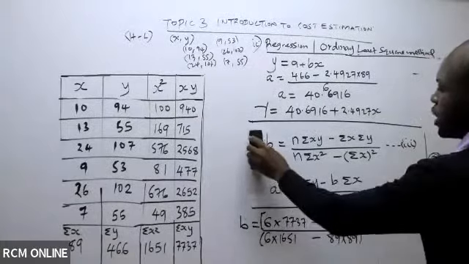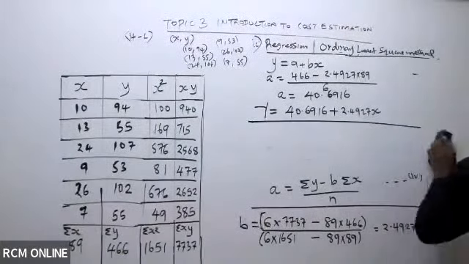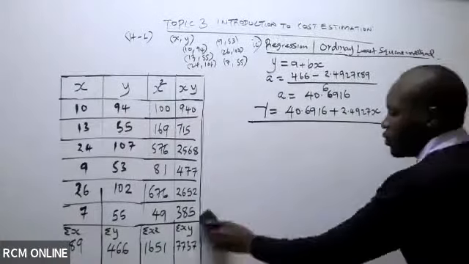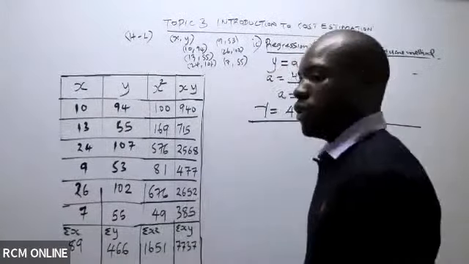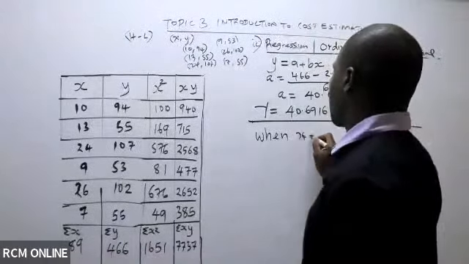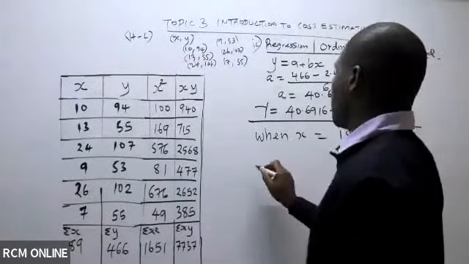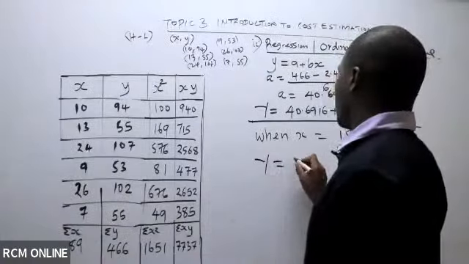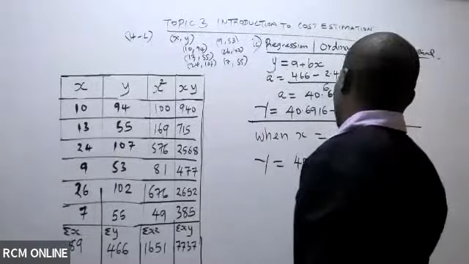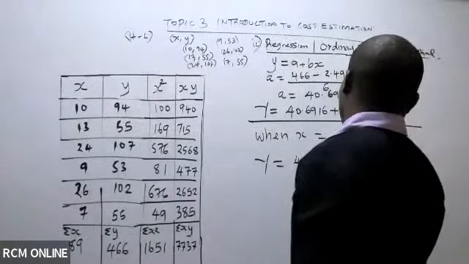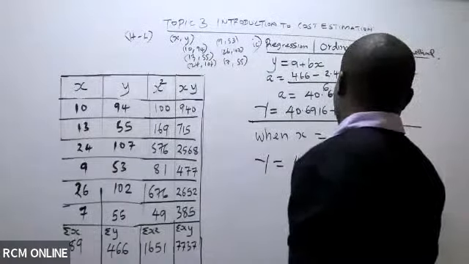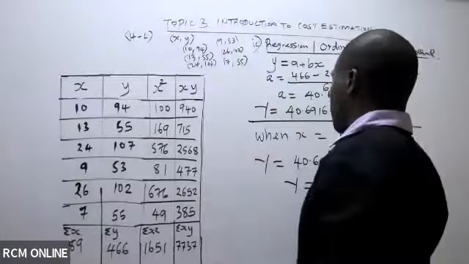Are we able to get Roman 2 of this question? I believe you can recall what we did under the OLS method. If you are told to give us the value of Y when X is equal to 15, Y will be equal to A plus BX. And what is X? 15. So what is the value of Y?